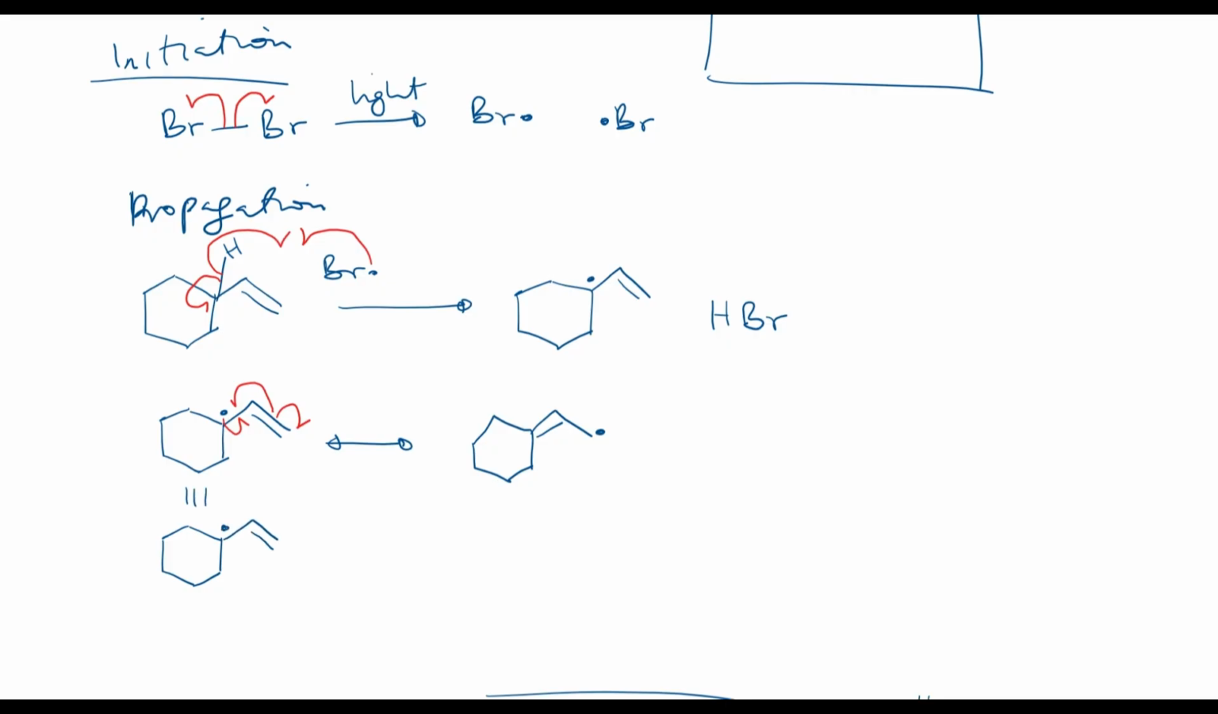So this allylic radical can react with neutral bromine. Here the bond breaks, one electron goes to this bromine atom, the other electron is used by this other bromine atom to form a bond with the radical. So this is going to be one of our products.